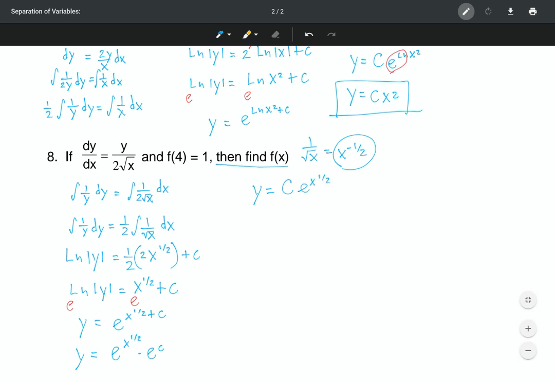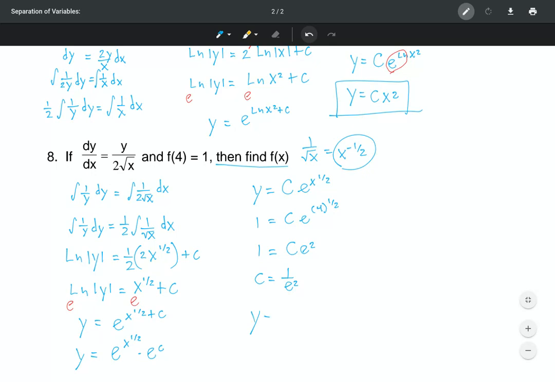Now, I'm going to plug in that 1 and that 4. So y is 1, x is 4. And I'm going to solve for c, okay? So we have e to the second. So c is equal to 1 over e to the second. Now, the answer that I gave you, I believe, was e to the power of x to the 1/2 over e squared, which is what you're going to get here, right? So again, I'm going to plug this right here.